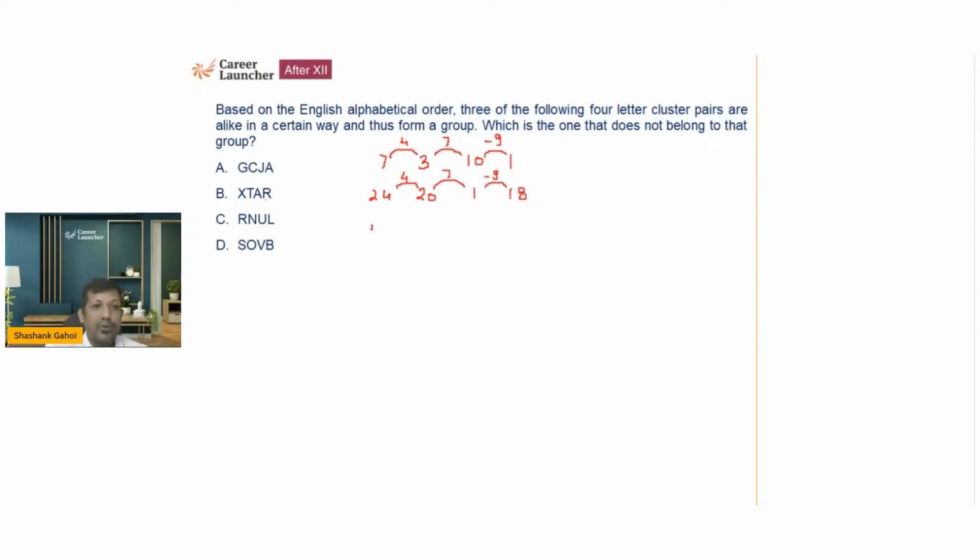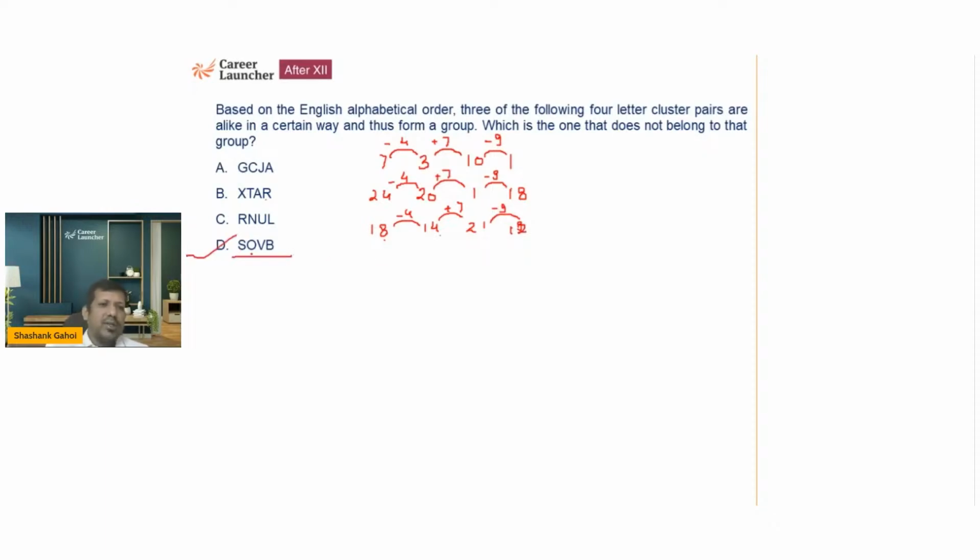R is again going to be 18. N is going to be what? 14. So basically, I'm going to say plus 7, plus 7 minus 9, it is going to be minus 4, minus 4. 18, 14. Then U is what? 21. So the difference is decrement of 4, then increment of 7. Then from here, L is 12, so the decrement is going to be 9. So it also follows the same pattern. So my answer is going to be option D.